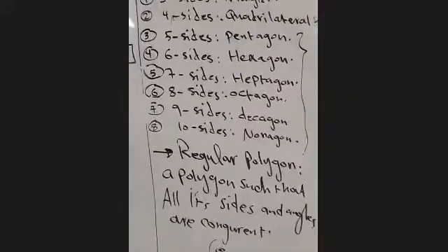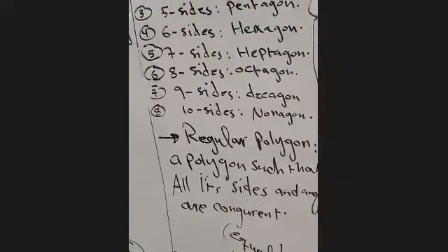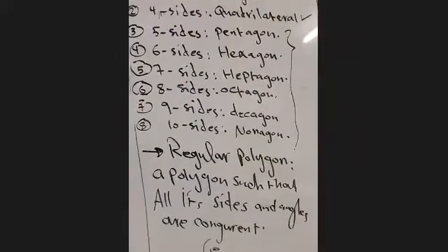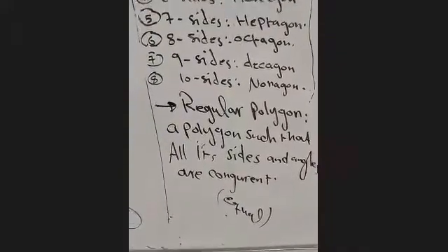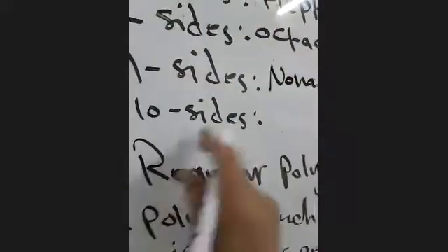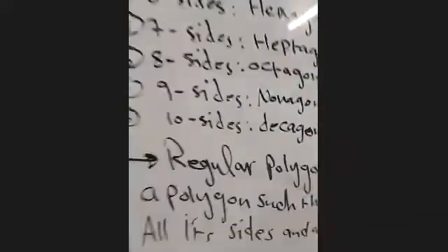Yes, Rayyan. Mister, decagon is 10 and nonagon is 9. I had them reversed. Sorry. So 9 sides is nonagon. Thank you, Rayyan. And 10 sides is decagon. Right? Yes. Okay. Sorry, I switched them.